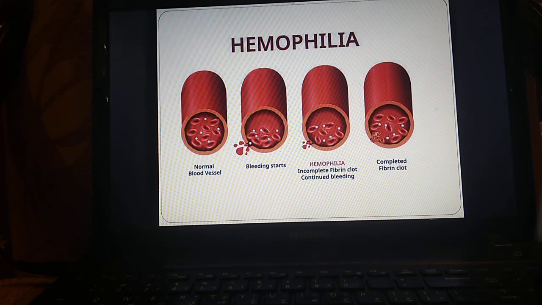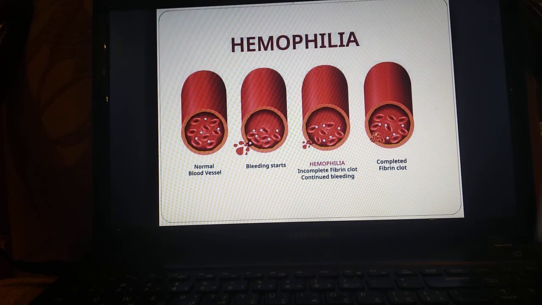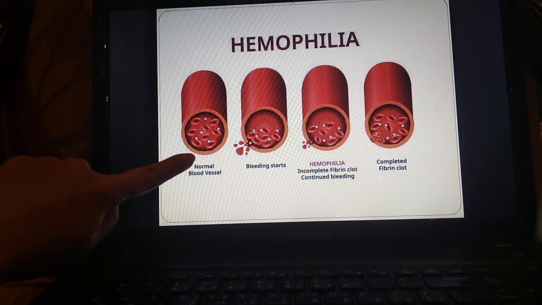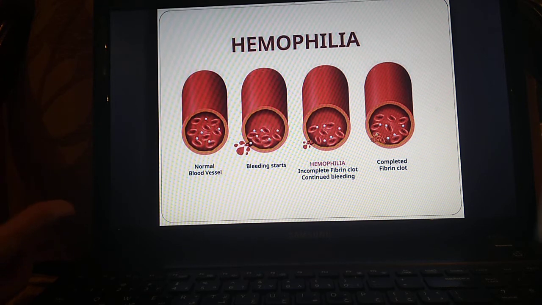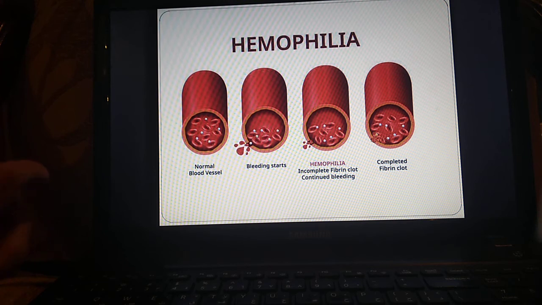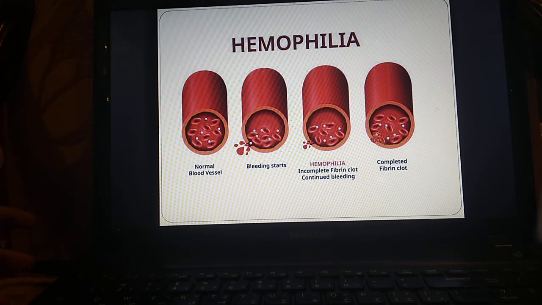The second sex-linked disorder is hemophilia. Hemophilia is a disease which makes you bleed for a long time. كيف يعني؟ This is a normal blood vessel. هذا وعاء دموي عادي لشخص صحيح. When you bleed for any reason, أي سبب من أسباب النزف, your body will make clots. دمك رح يتخثر, صح?